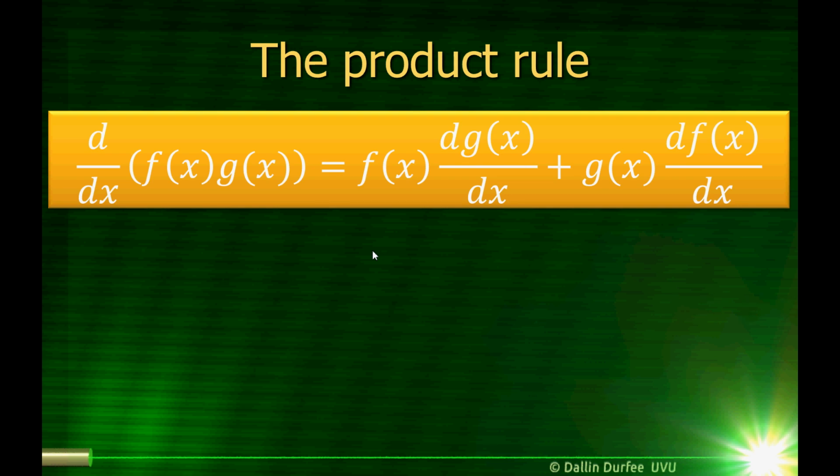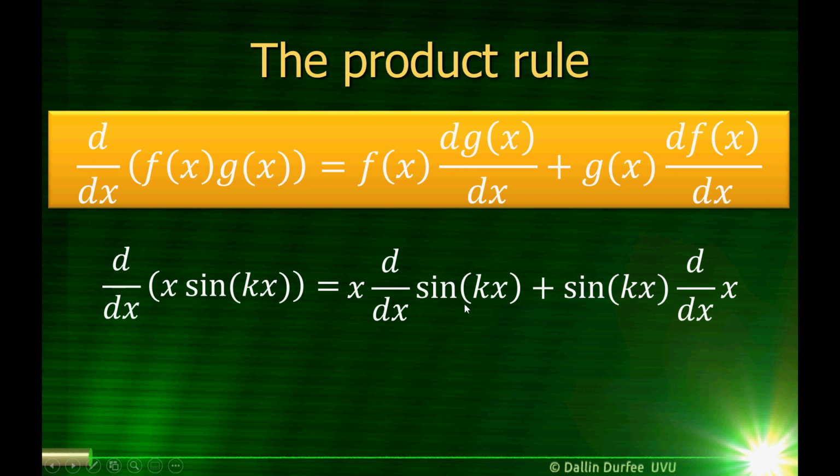Another useful thing is the product rule. The derivative of one function times another is just the one function times the derivative of the other, plus the other function times the derivative of the one. So for example, if I wanted to find the derivative of x times sine of kx, that's just x times the derivative of the sine plus sine times the derivative of x.